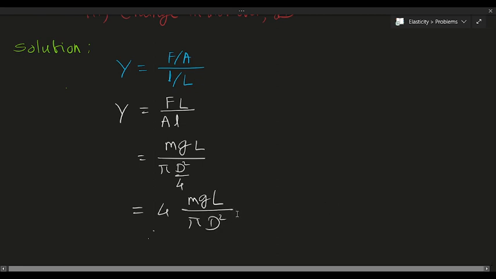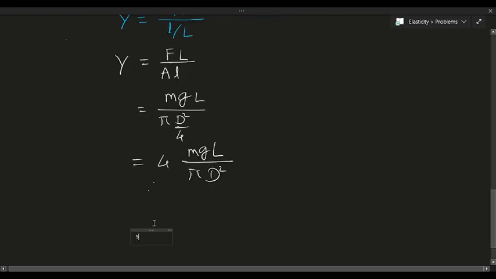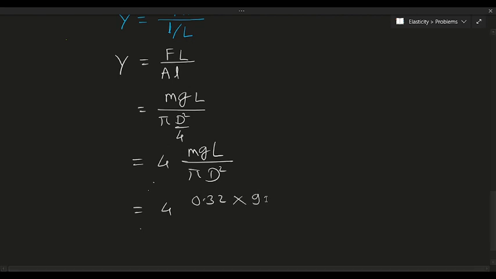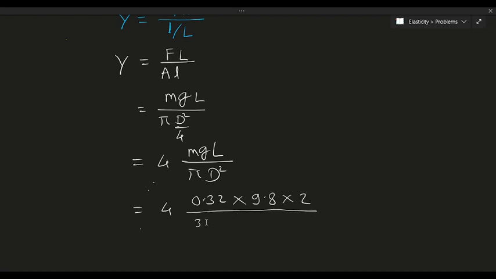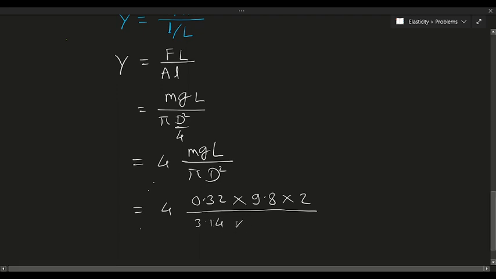Now all the quantities are given, we just substitute them. Mass is 0.32 kg, acceleration due to gravity g is 9.8, original length is 2 meter, we take pi as 3.14, and diameter is 0.032 into 10 raised to minus 2 meter.